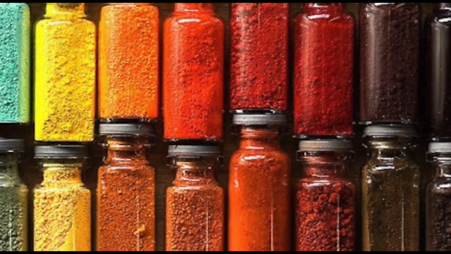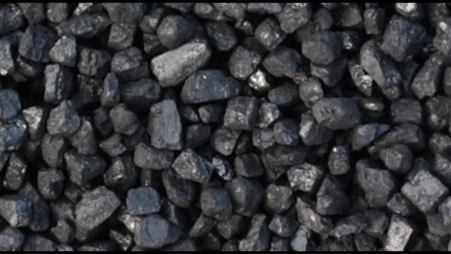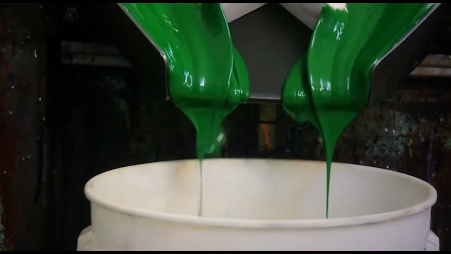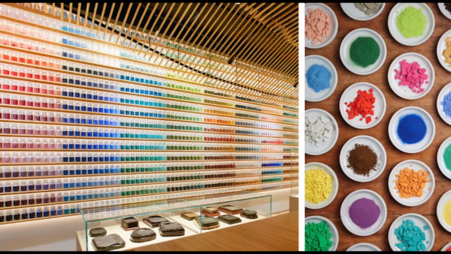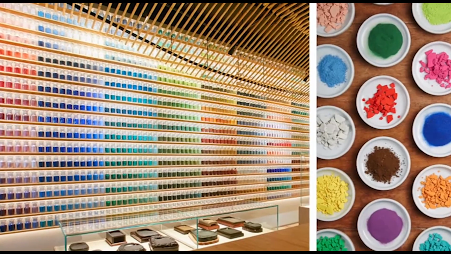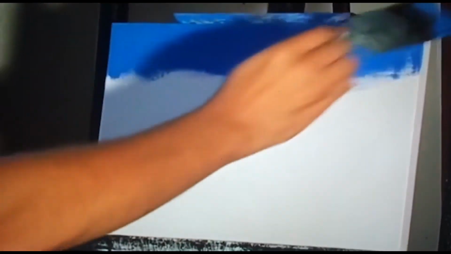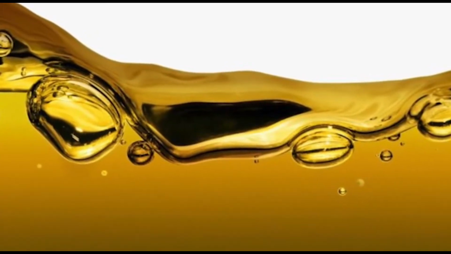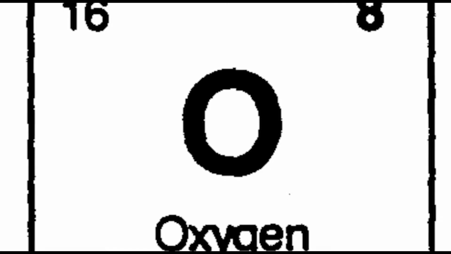Other elements that make up certain pigments include carbon for black paint, chromium and oxygen for green paint, and many more. There are thousands of different elemental combinations that can be made to produce different pigment colors. For example, combining cobalt with phosphate results in purple pigment, but cobalt with aluminate creates a blue. Elements that make up water and different oils are present in binders and solvents. These include oxygen, hydrogen, carbon, and potassium.